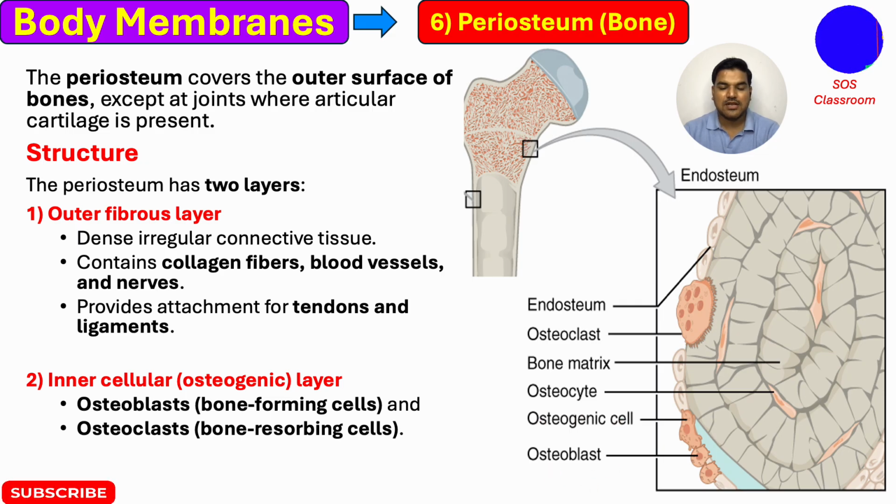And last is the osteoblast. Osteoblast is the bone forming cell. New bone cell formation is done by the osteoblast cells. So these are the different types of osteogenic cells present in the bone.